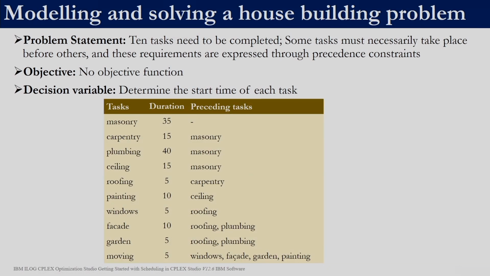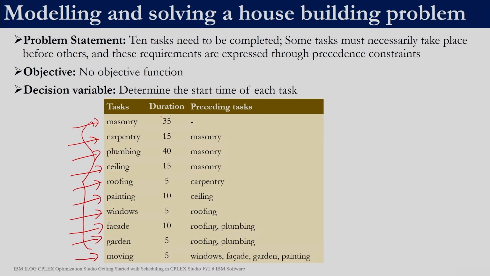This is a scheduling problem which requires building a house, similar to the other 2 problems, map coloring as well as the Pseudocode problem. This is also a constraint satisfaction problem, as in it does not have an objective function, but it has a set of constraints which need to be satisfied. In this example, we have these 10 tasks to be completed while constructing a house: masonry, carpentry, plumbing, ceiling, roofing, painting, windows, facade, garden and moving into the house.